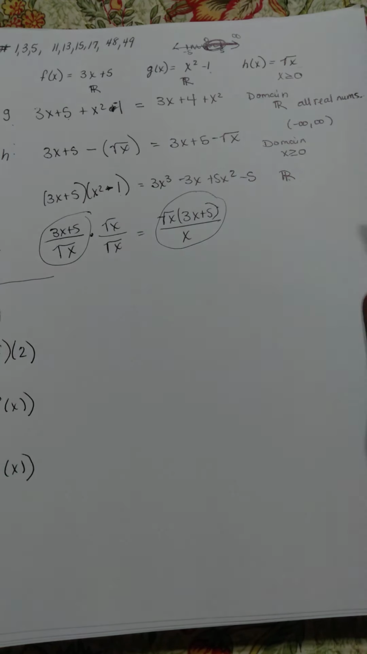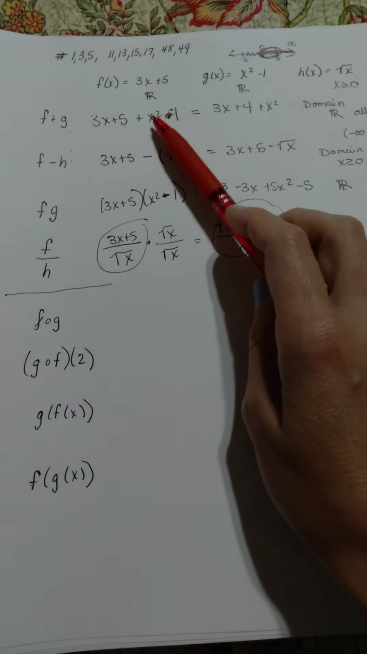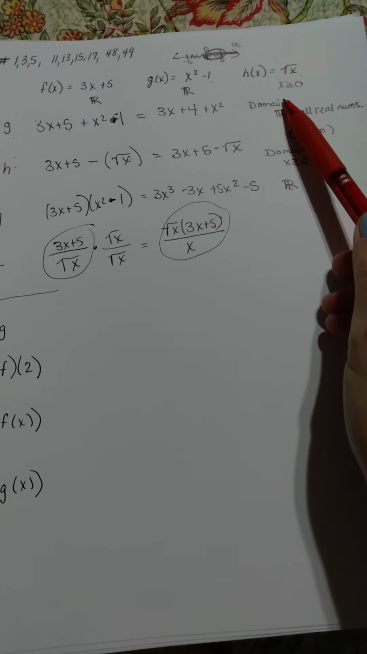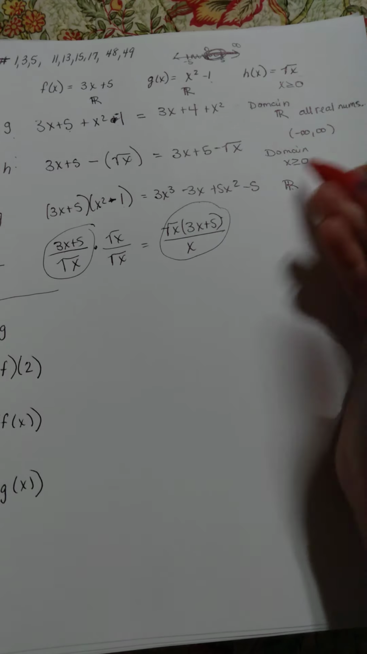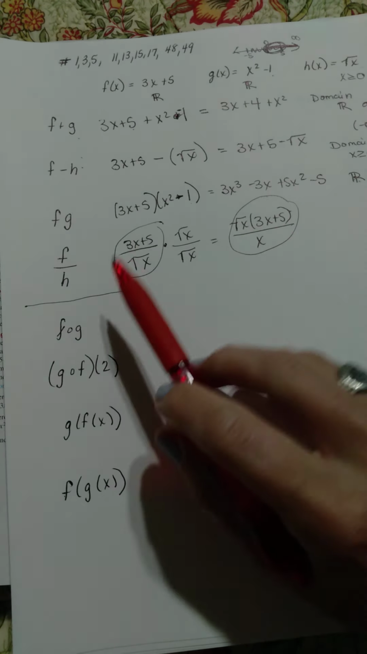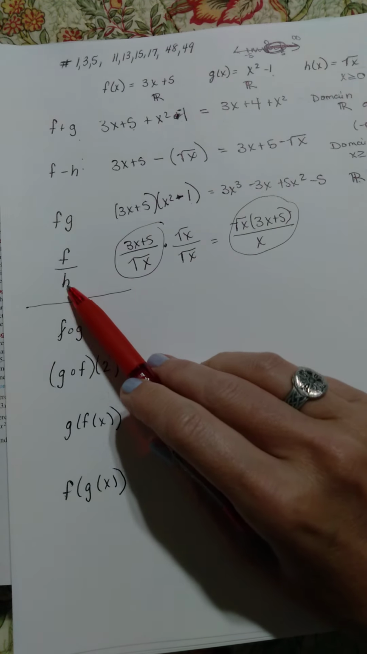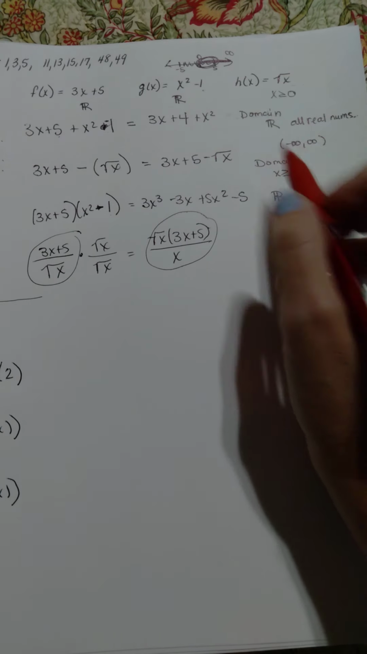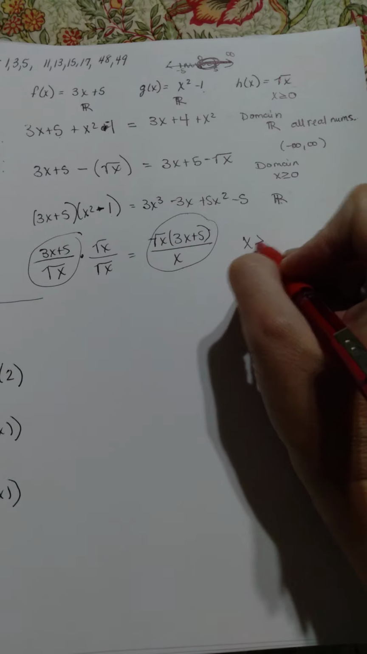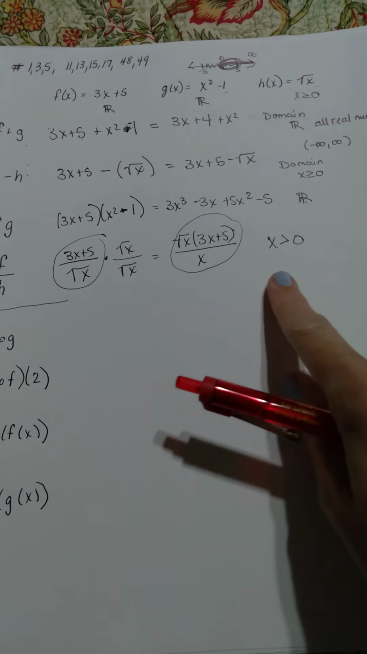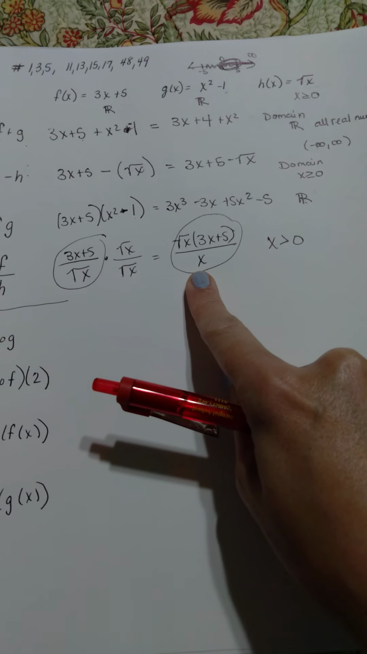domain. And if we look at those two functions, f is all real numbers, and this h, its domain is x is greater than 0. So the overlap is x is greater than 0, except we have to check one more thing when we do division. Our denominator still can't be 0. So now we have to eliminate the 0. So it has to be x is greater than 0. That's our domain for this combined function, because x can't be 0.